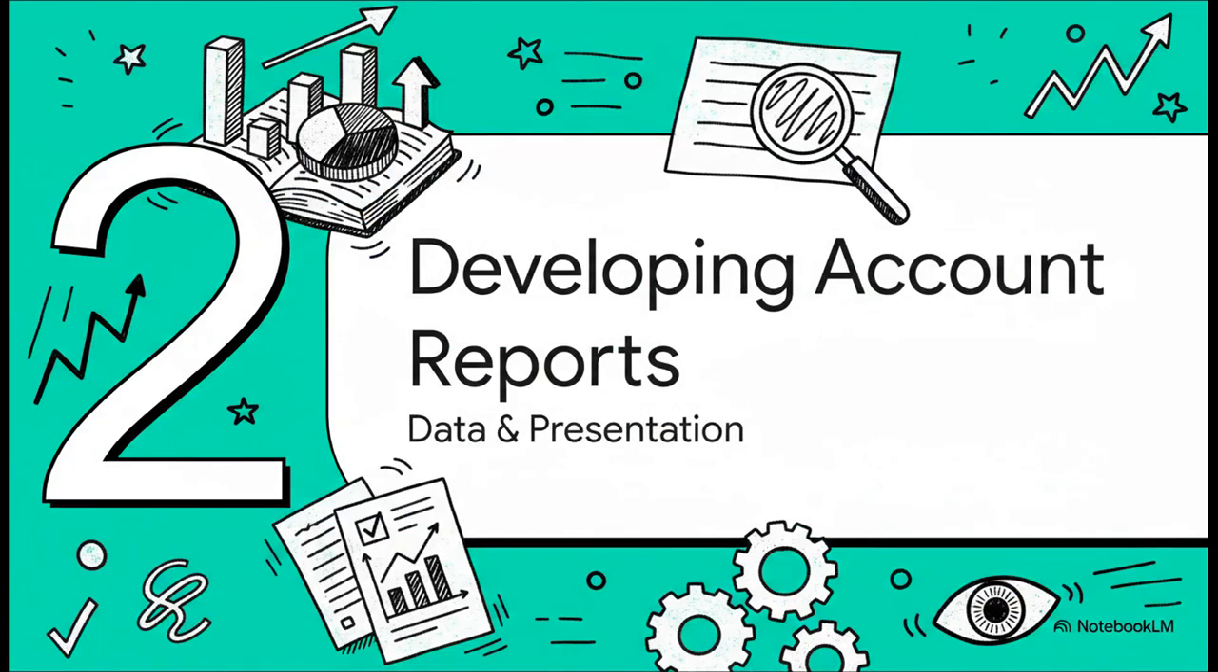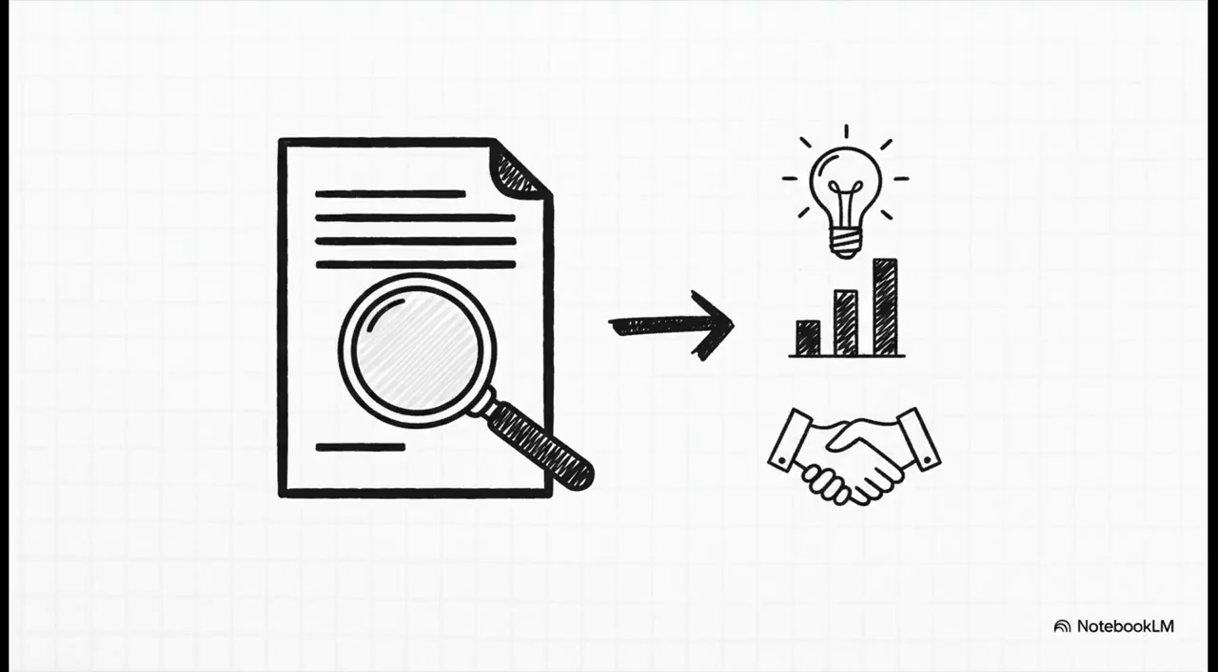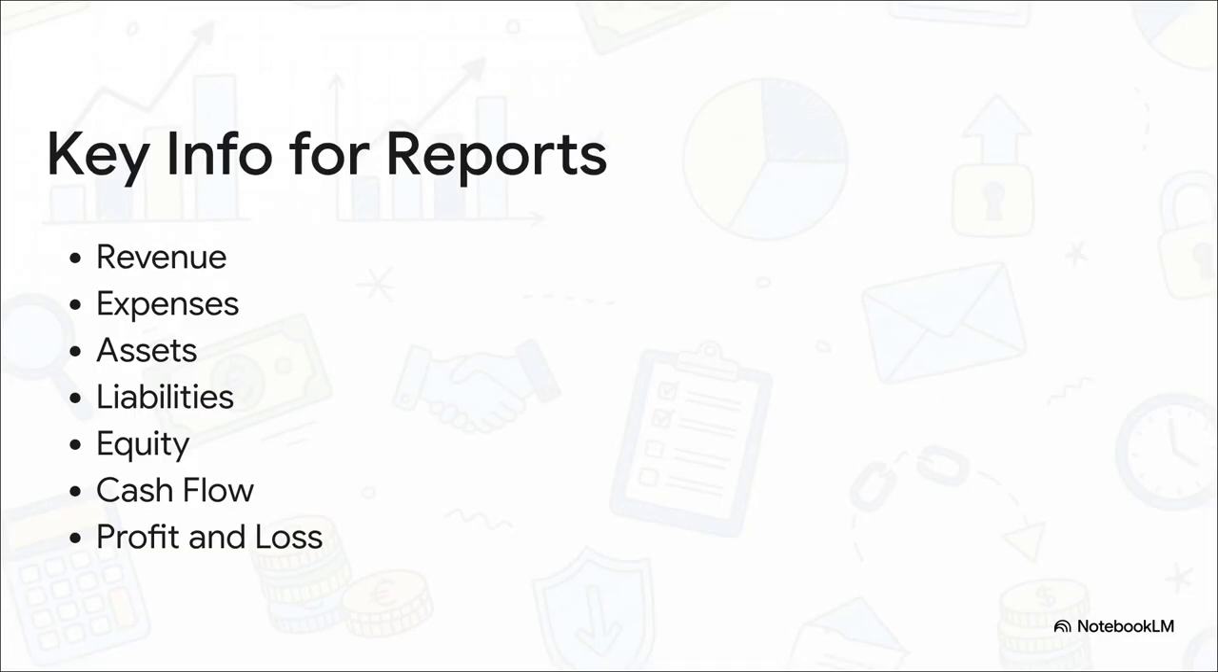Section 2 is all about developing those key account reports, the kind you need for internal reviews and proper supervision. So why bother with these account reports? Well, their main job is to give you a clear, fact-based snapshot of the company's financial health. This summary is absolutely essential for management to make smart decisions and to communicate effectively with stakeholders. And according to the guide, for a report to be truly comprehensive, it absolutely has to include these 7 key pieces of information: revenue, expenses, assets, liabilities, equity, cash flow, and of course, profit and loss.